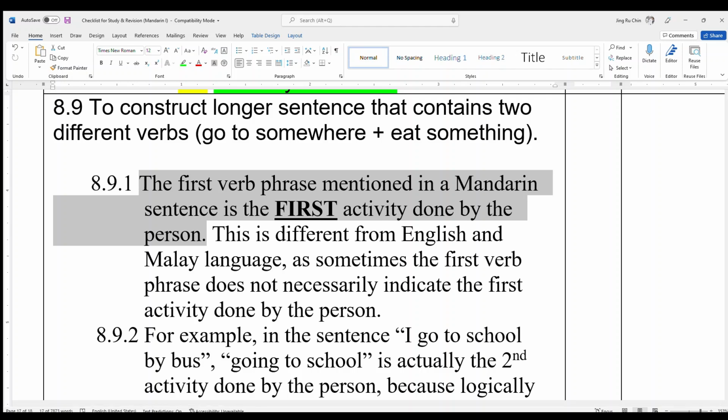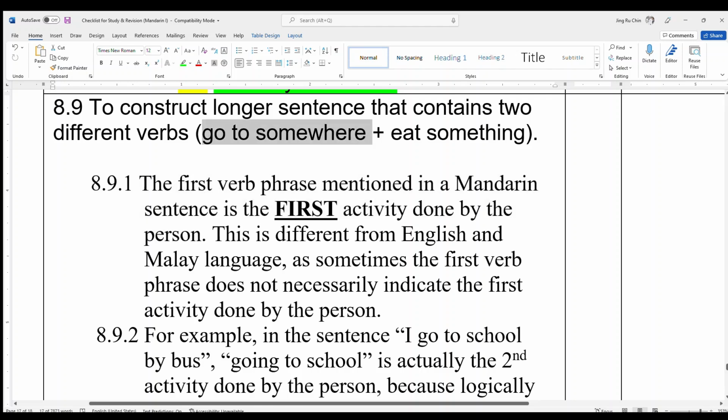For example, let us try this first. These are the two words. You go somewhere to eat something. You pergi sesuatu tempat untuk makan sesuatu. If I explain in an English or Malay sentence: I go somewhere to eat something.